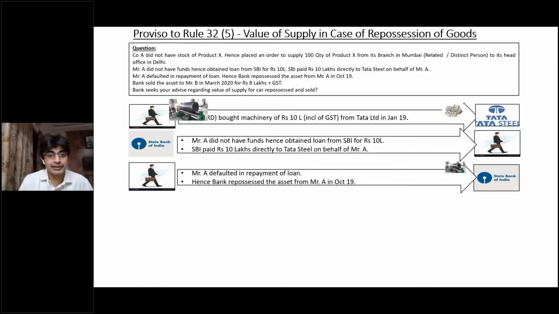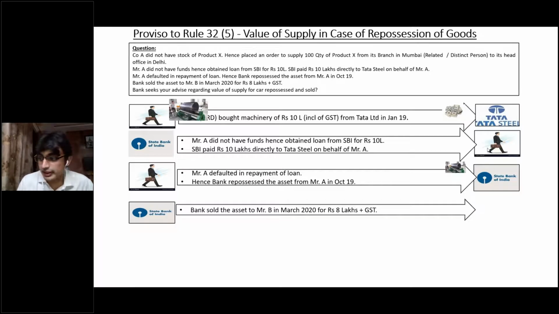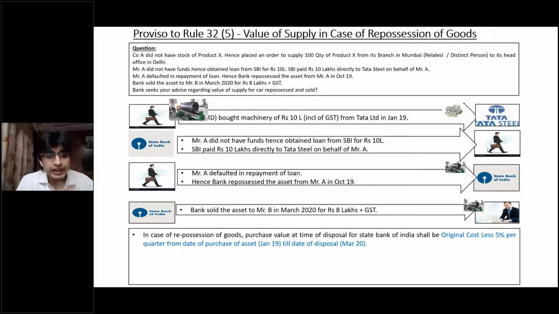Jan 19 में खरीदा था, October 19 में बैंक ने repossess कर लिया. Bank sold the asset to Mr. B in March 2020 for 8 lakh rupees plus GST. किसी और को बेच दिया Mr. B को for 8 lakh plus GST. बैंक आपसे एडवाइस मांग रहा है कि GST it should charge on 8 lakh or on what value? Okay, now see this. What rule 32 sub rule 5 says. In case of repossession, purchase value at the time of disposal for SBI.